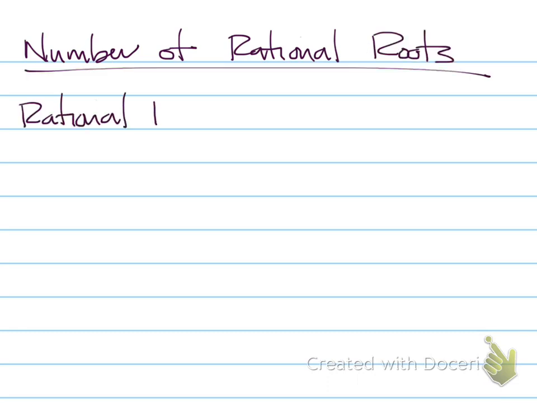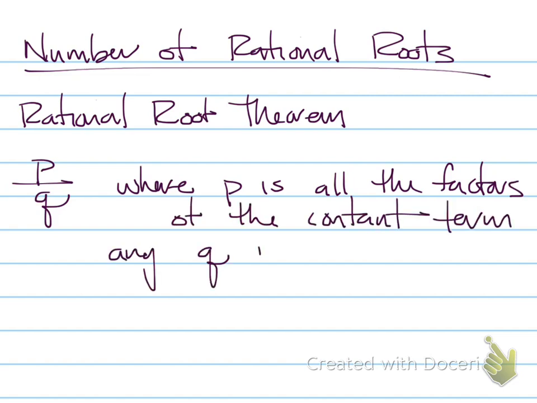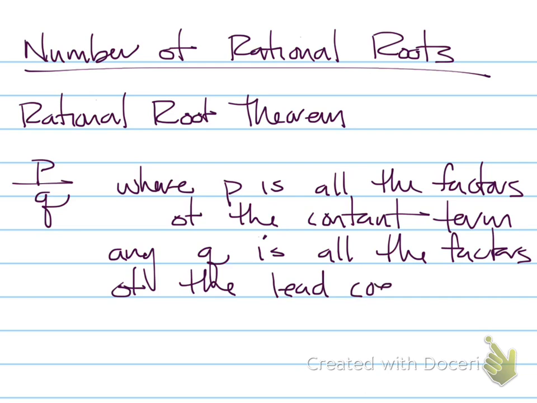And then lastly, the number of rational roots. We're going to use the rational root theorem to determine the number of rational roots. And remember, a rational number is generally any number that you can write as a fraction. So to find all the rational roots, you need to first take the constant term, find all the factors of the constant term, and then take the coefficient for the lead term, and you're going to divide the factors of the constant term by all the factors of the lead coefficient.